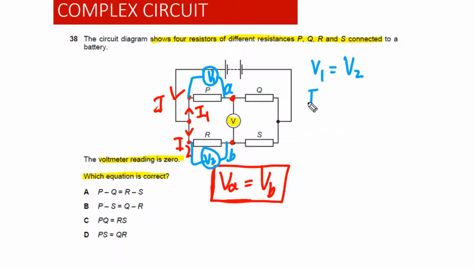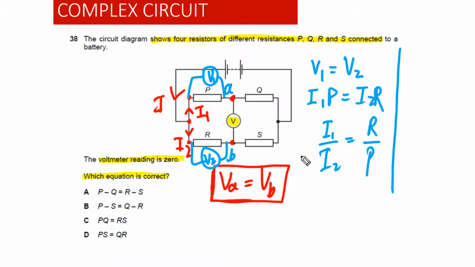Another way of writing this is we can say I1 P has to be equal to I2 R, and this is based on Ohm's law. Now we can rearrange this. We can say I1 over I2 has to be equal to R over P. Now let's move on to the next resistor, which is Q.